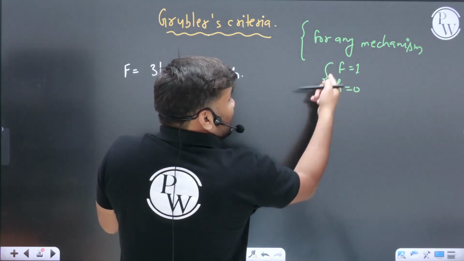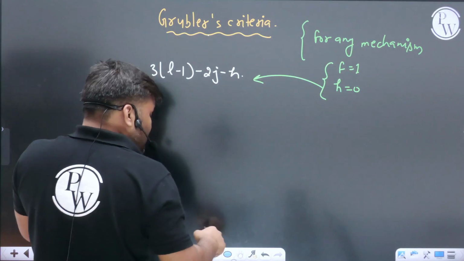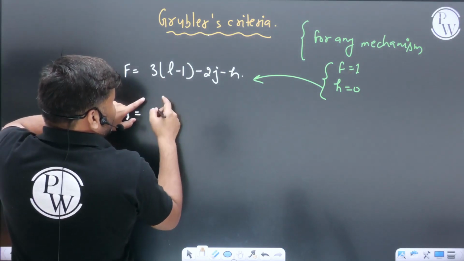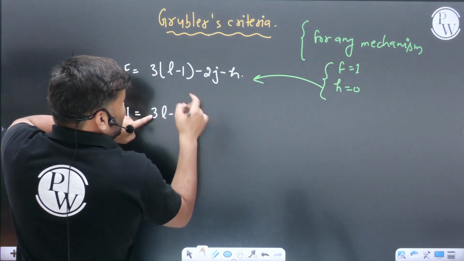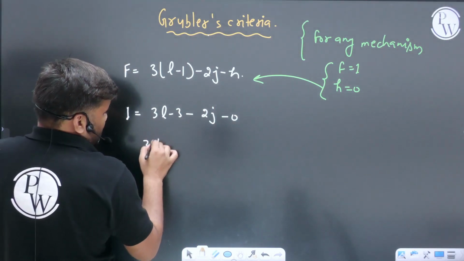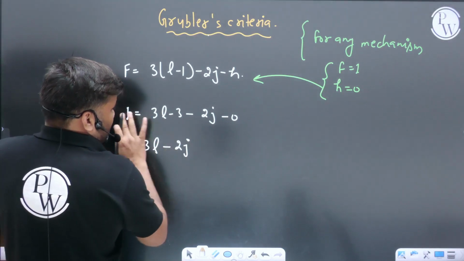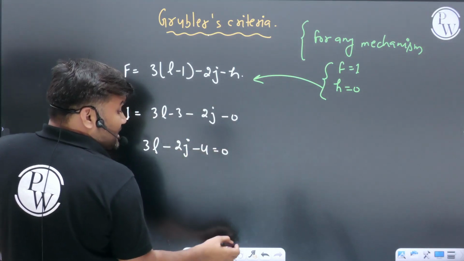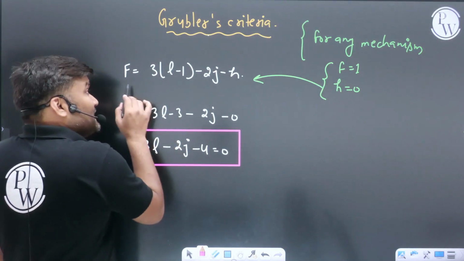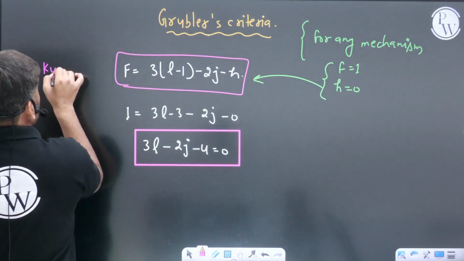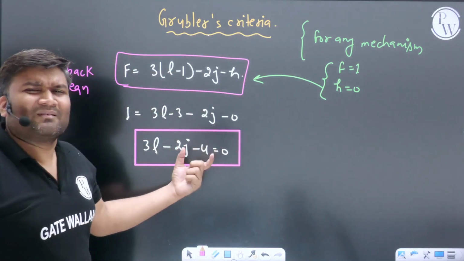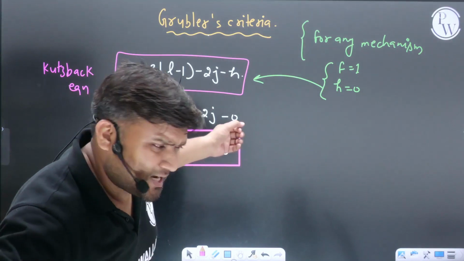For that criteria, he simply put these values in the Kutzbach equation. Instead of degree of freedom, put 1, so 1 is equal to 3L minus 3 minus 2J, and in place of H put 0 minus 0. So what you will get is 3L minus 2J minus 4 is equal to 0. This is the equation we are going to call Grubler's criteria. Keep in mind, this is what is called the Kutzbach equation, and from it Grubler derived another, not so useful criteria, but still this criteria is in the books.